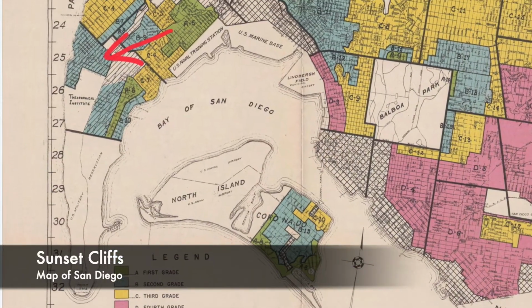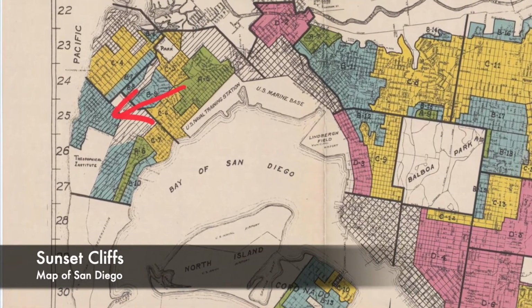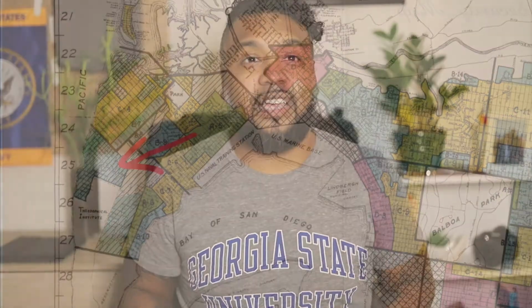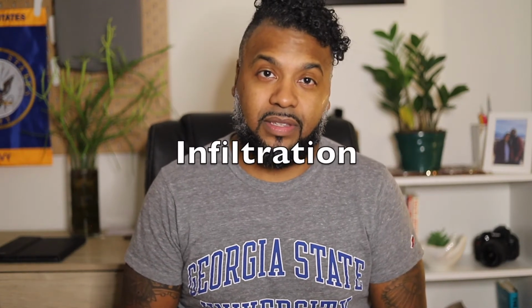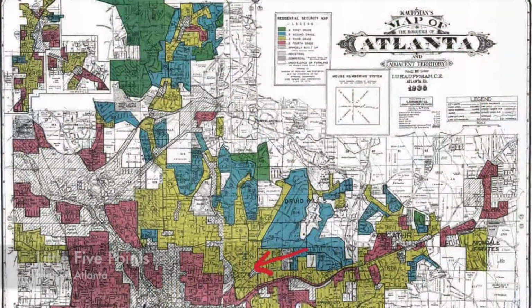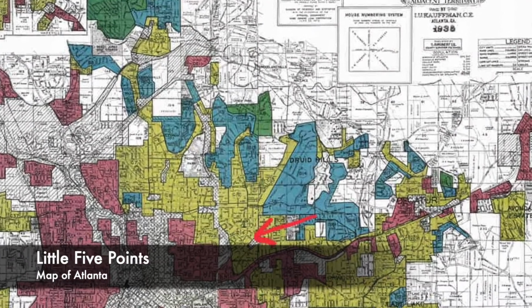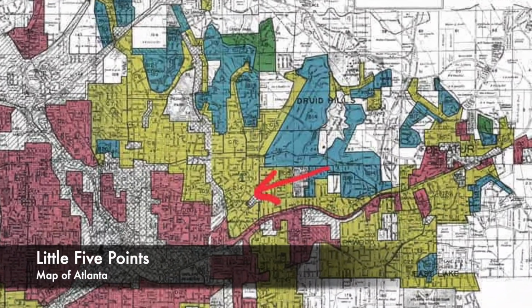It gets worse. Blue indicated still desirable. According to the manual, these neighborhoods had reached their peak, but were still stable due to their low risk of infiltration by non-white groups. Infiltration. Now yellow, here's where the language starts getting really ugly. It indicated definitely declining. No doubt about it.